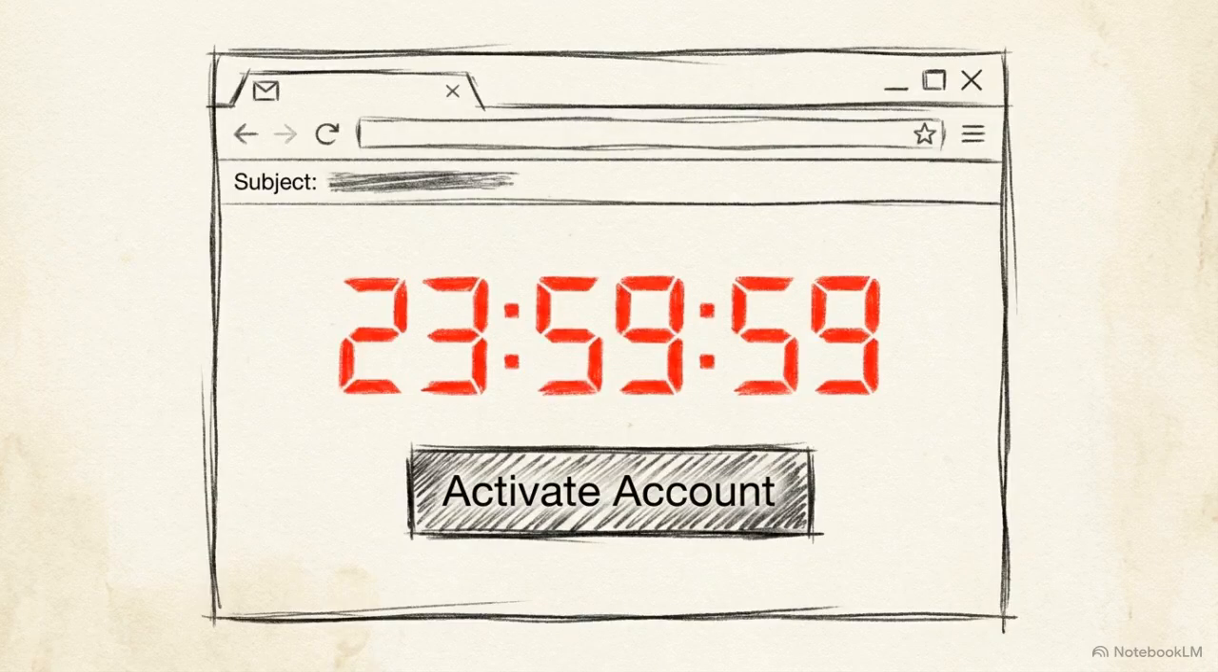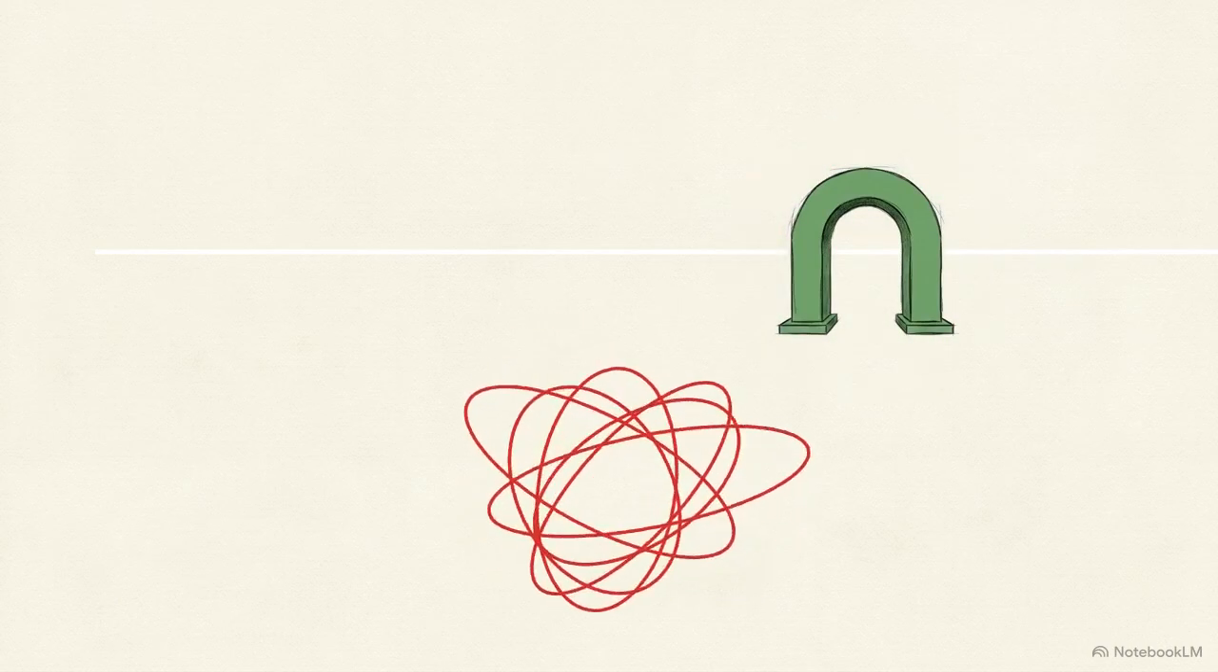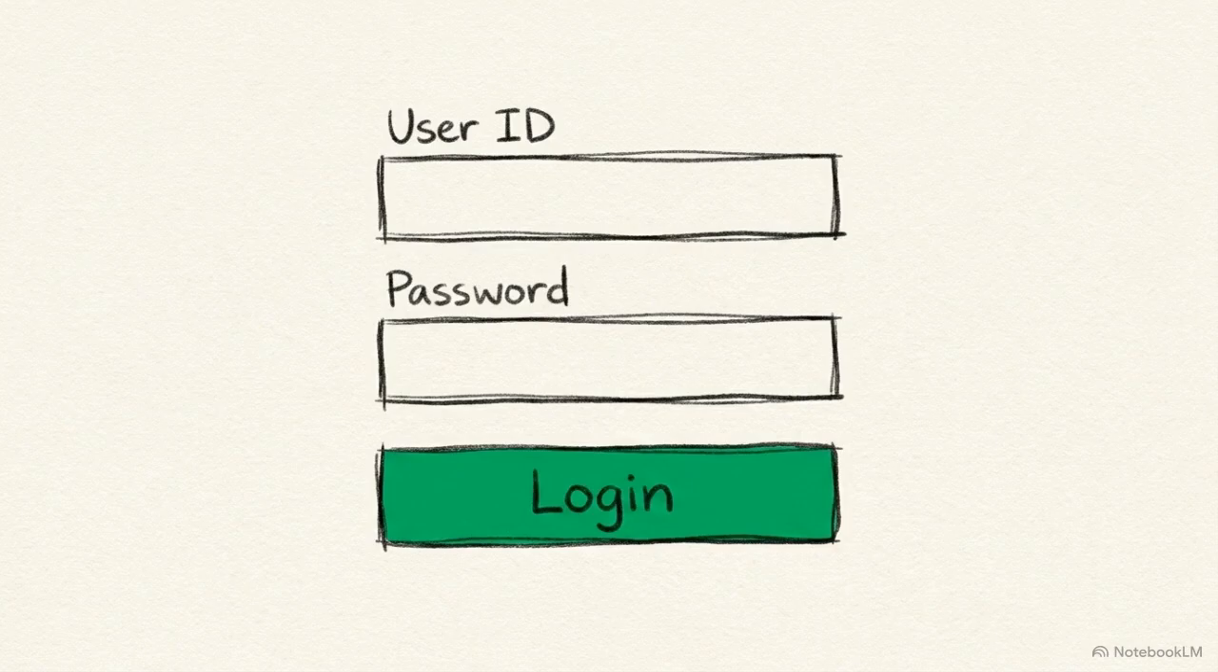This link expires in exactly 24 hours. If you fail to click it within that window, your registration is voided, and you must start the entire process again. Completing this step immediately allows you to move into the detailed application phase without being forced into a loop of re-registration. After activating your account, log in to complete the detailed application.